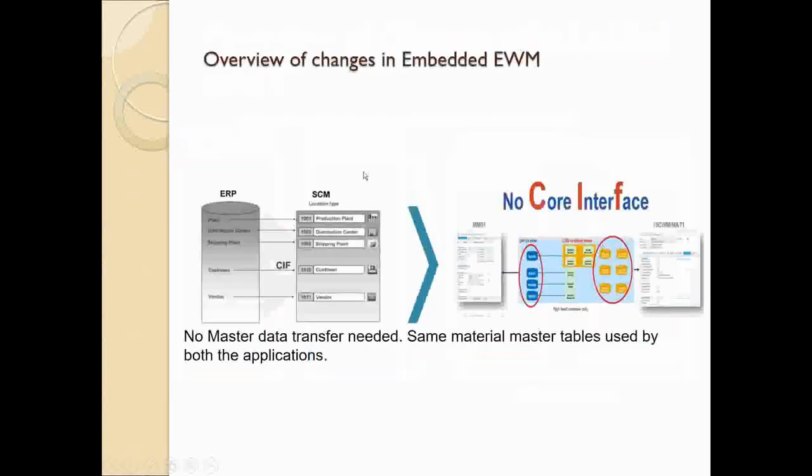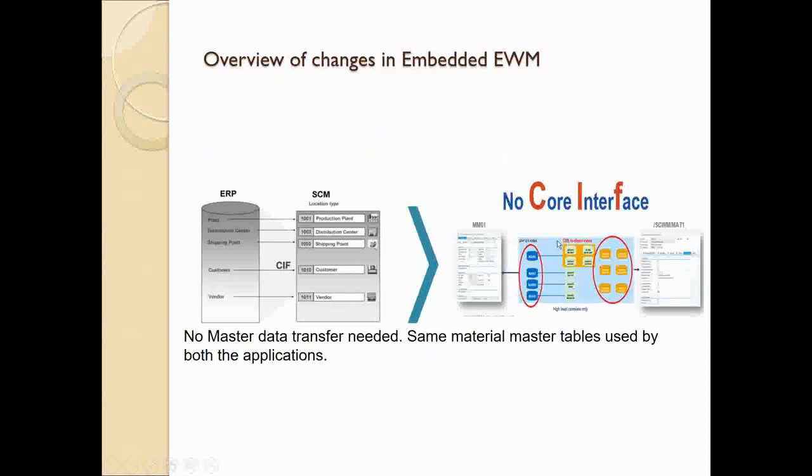Okay, the other changes we see in the EWM system in earlier versions is we used to have the ERP and the SCM box. The data transfer used to happen in two different ways. One is your master data and the other one is your transactional data. Always the master data happens through the core interface, which we'll call CIF. But when we talk about transactional data, we used to do it through the QRFC.